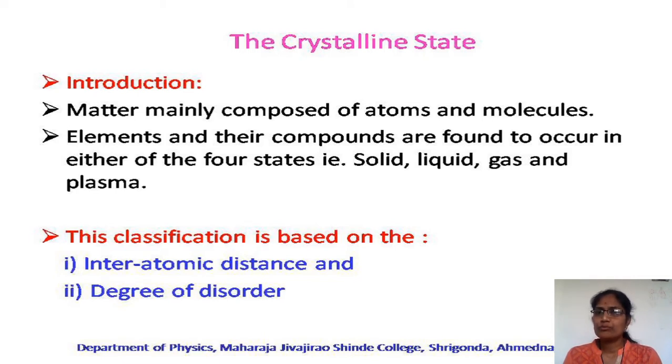As we move from solid to liquid to gas to plasma, the distance between two atoms starts to increase, and therefore their disorder starts to increase. And based on this, as we move from solid to plasma, degree of disorder also increases. In case of solid, interatomic distance is less and degree of disorder is also less. In case of plasma, interatomic distance is more and degree of disorder is also more.